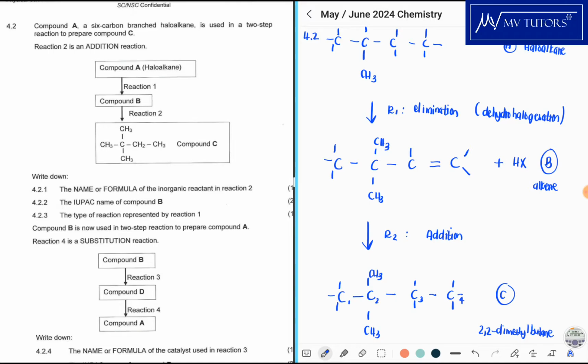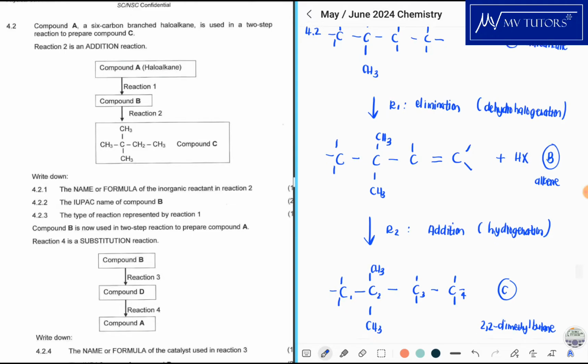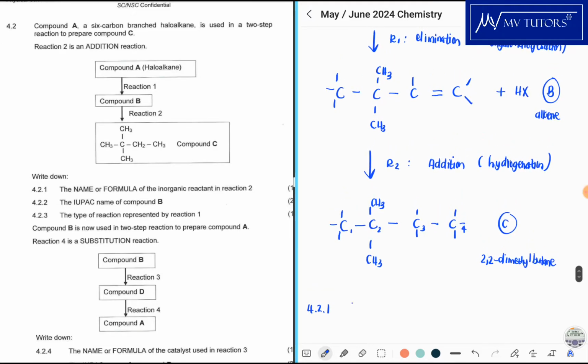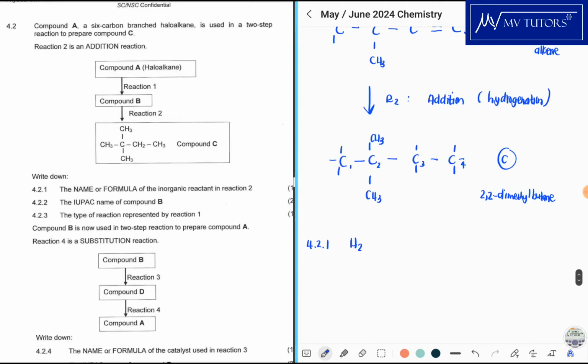Okay, and then now an addition reaction. If we had an alkene, we are adding hydrogens here. Okay, so this is hydrogenation. All right, so that's reaction number 2. I think we have everything. We can start answering questions. Write down the name or formula of the inorganic reactant in reaction 2. Okay, so what did we add there for reaction 2? We added hydrogen, okay, because we have hydrogenation.